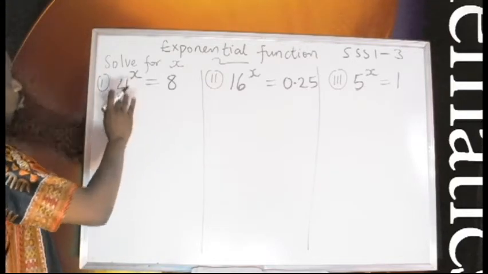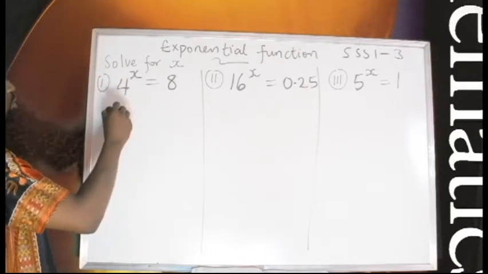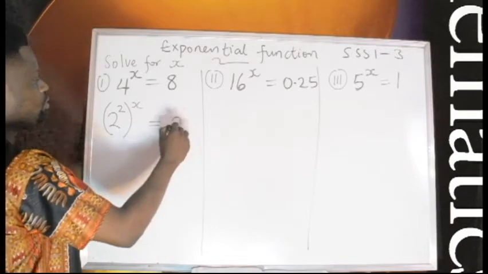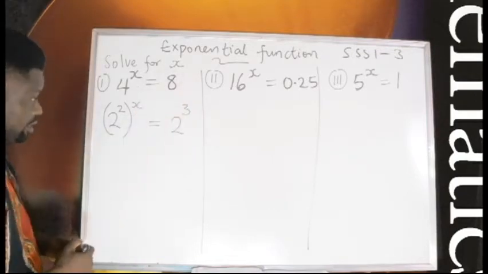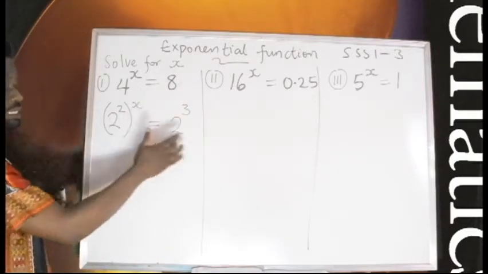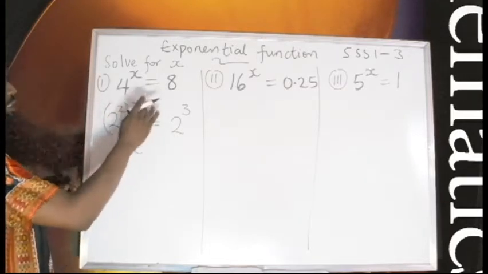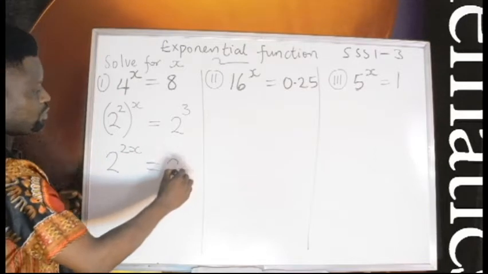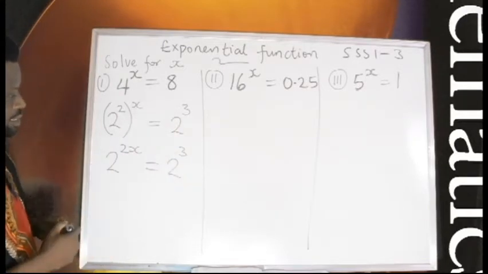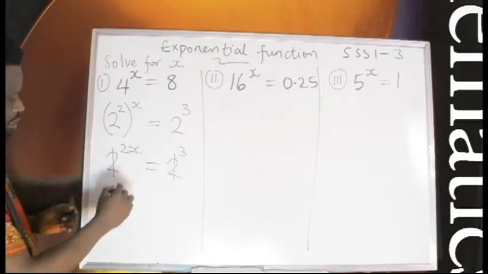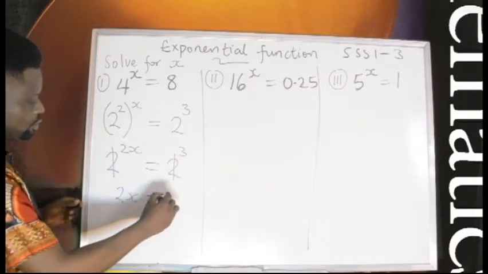4 is a multiple of 2, so it will be 2 raised to the power 2, bracket x, equals 2 raised to the power 3. So the bases are now the same. This gives us 2 raised to the power 2x equals 2 raised to the power 3. Now, as the bases are the same, you drop them. So 2x equals 3.